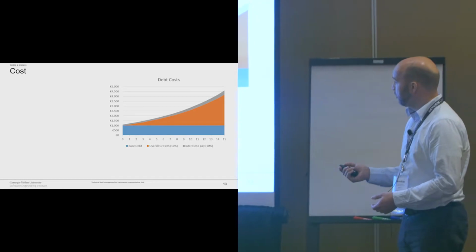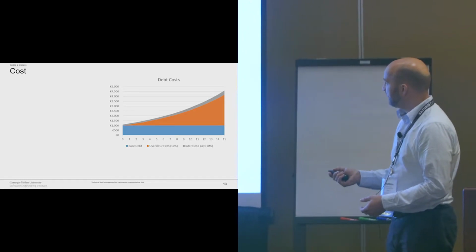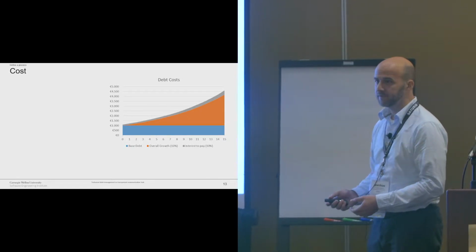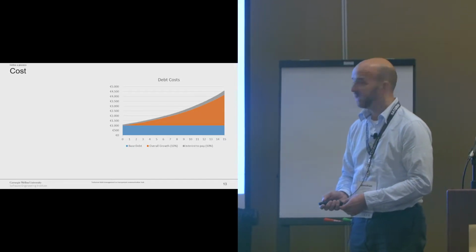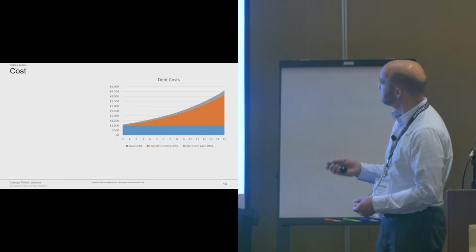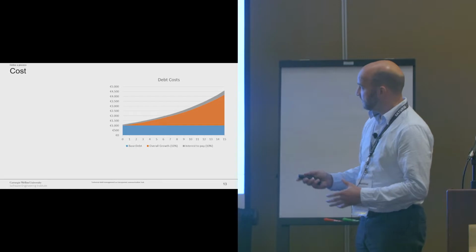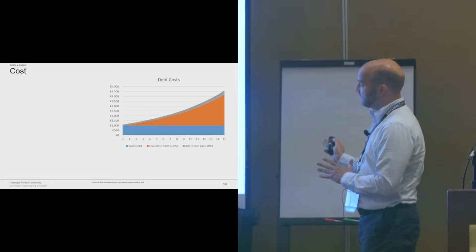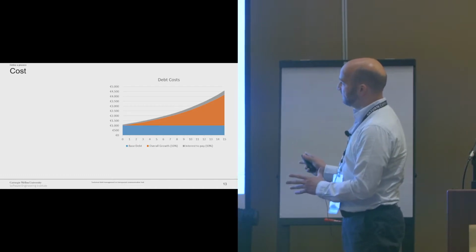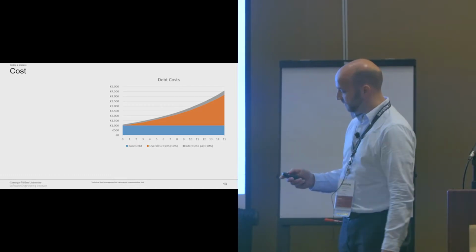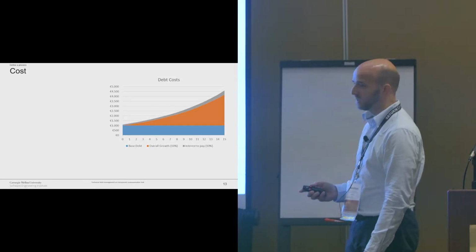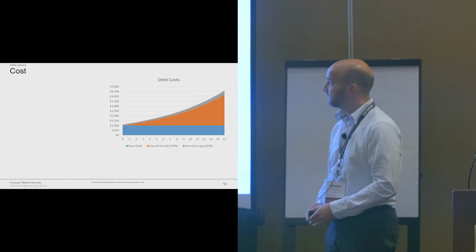So here the blue one is the base debt, the orange one is the critical growth of the debt when you do not pay it back. And then we also have the gray area, the interest. So, to take that image and make the comparison with technical debt, what does it mean? We identified three categories of costs.